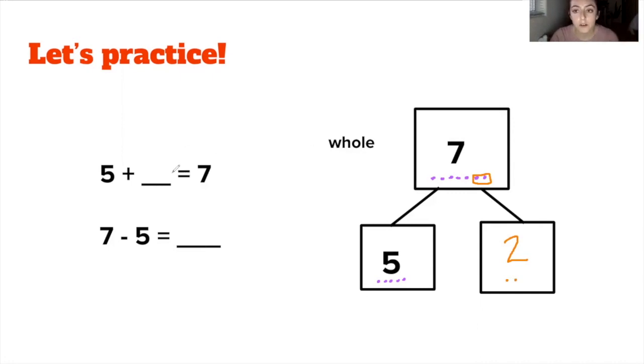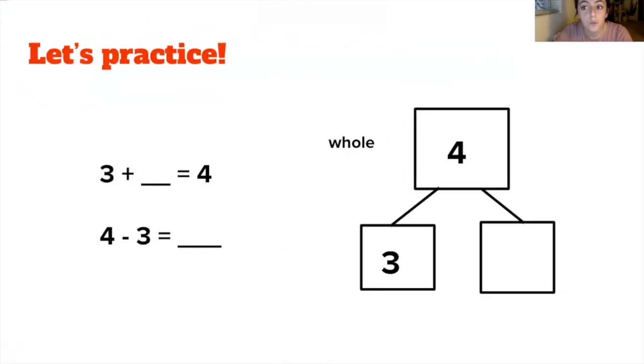So now we fill in our equations. 5 plus our other part, 5 plus 2 equals 7. So that must mean that 7 minus 5 equals 2. Good job, scholars. All right, scholars, let's practice one more time. We have 3 plus blank equals 4, and 4 minus 3 equals blank. So we know that our whole is 4 based on our number bond, and our part is 3. So we're trying to figure out what is our other part.